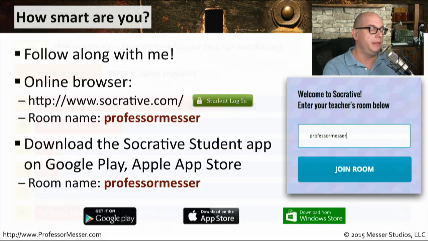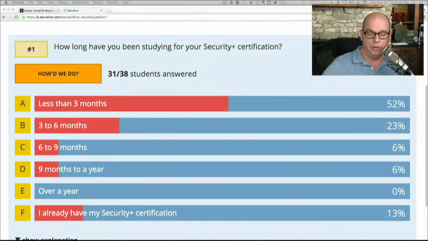There is quite a bit in there. In fact, you'll see once you get there, there's a question waiting for you about how long have you been studying for your Security Plus certification. Is it less than 3 months? Is it 3 to 6 months? Is it 6 to 9 months? Is it 9 months to a year? Is it over a year? Or you already have your Security Plus certification? So you'll be able to answer.